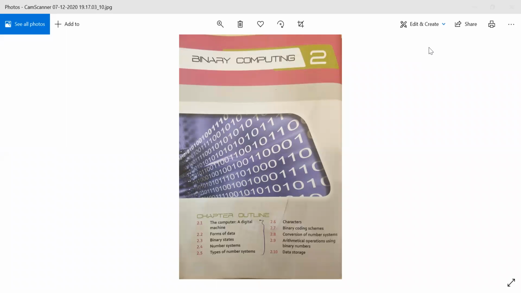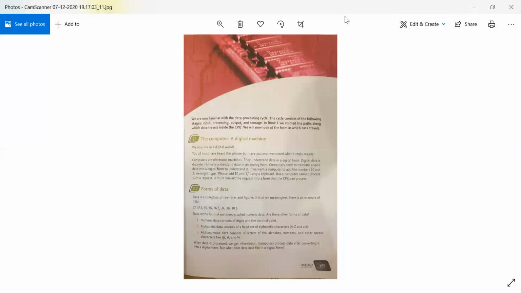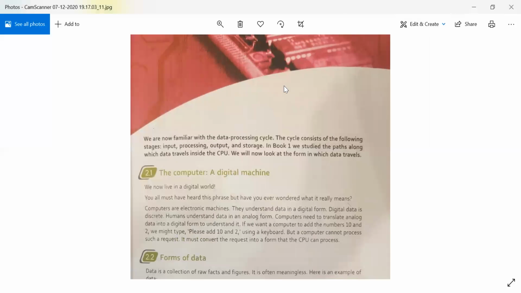Students, in the previous classes, we have done with chapter number 1. Now, in today's class, we are going to start with chapter number 2, that is binary computing. It's in your book, page number 14 as well. So I want everyone to open page number 15 of the book and let's get started.